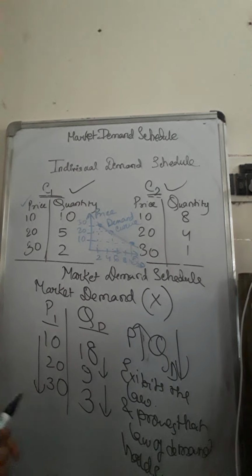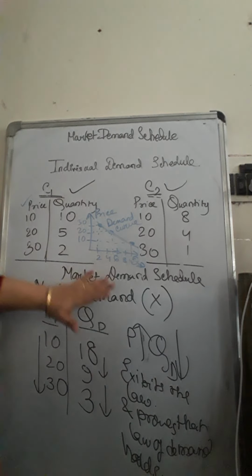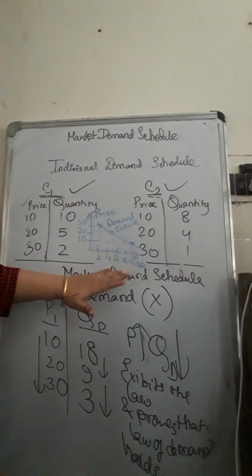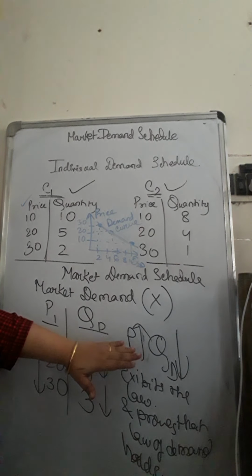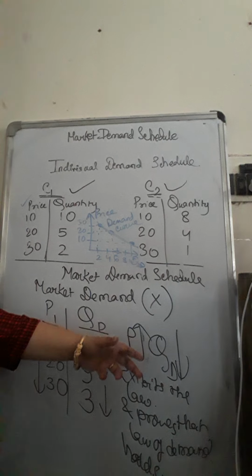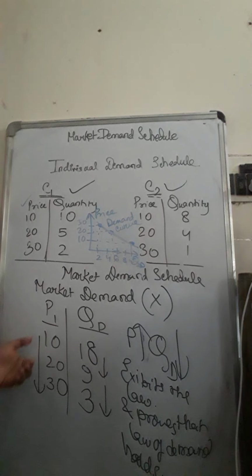Negative relation means when one variable increases, the other goes down, and when price decreases, the other variable goes up. So from the market demand schedule, you can draw the market demand curve. The market demand curve is a graphical representation, and you get the points from the tabular representation, that is, the market demand schedule. Go through this portion from your book.